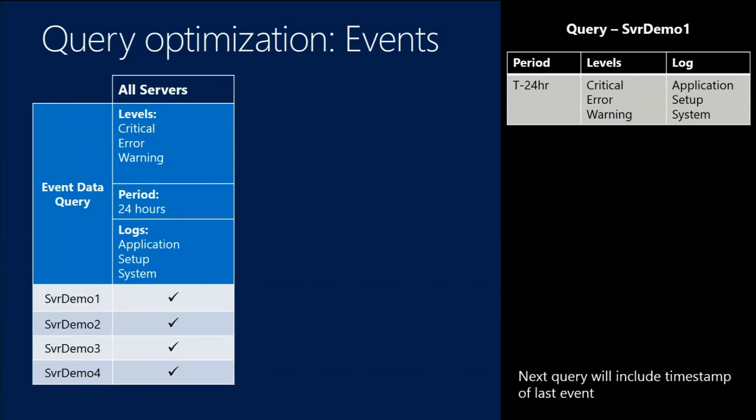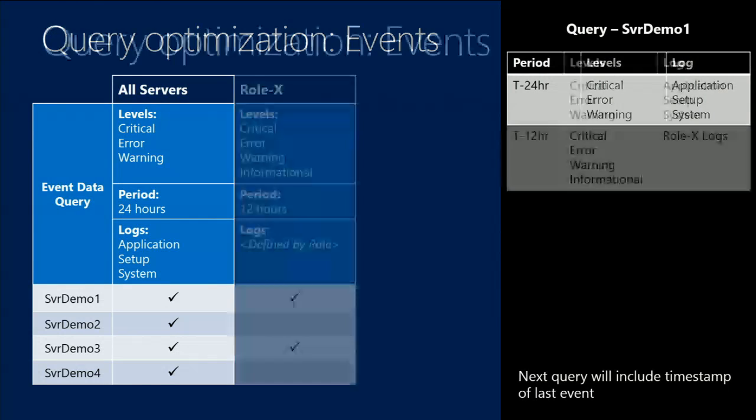Say I have an all servers query which is going to pull critical, error, warning events over 24 hours out of those 3 logs across all the servers in my Server Manager. Okay, so for server demo 1, we're going to have a query which is going to get 24 hours worth of data from those critical, error, warning events from those 3 logs.